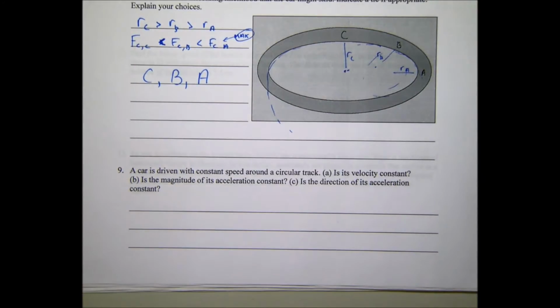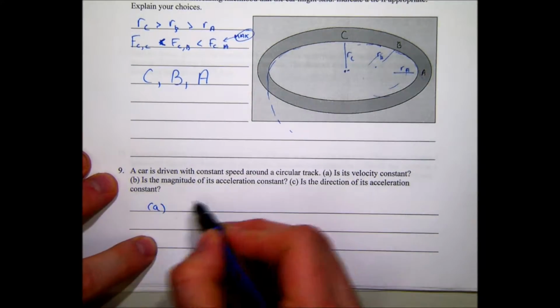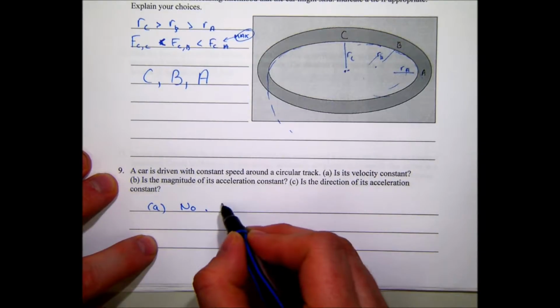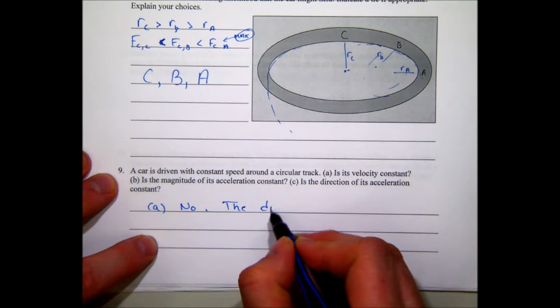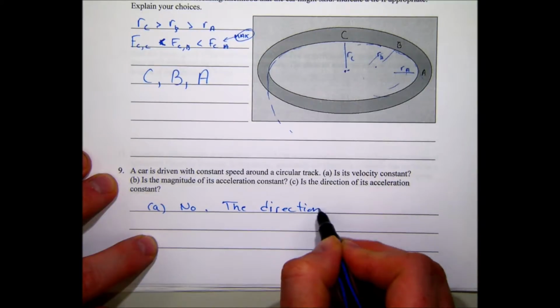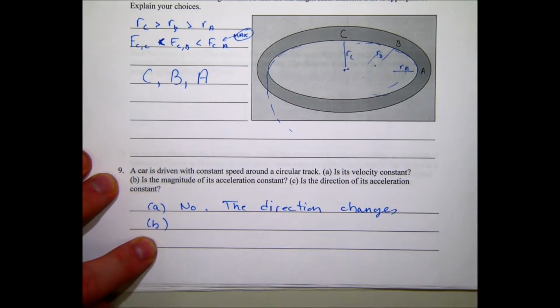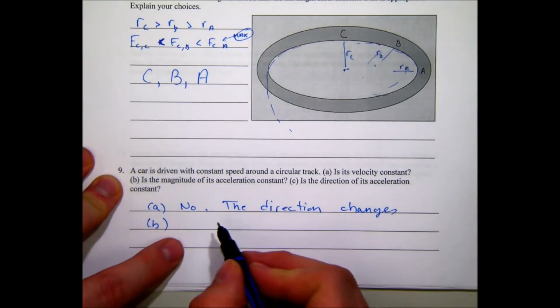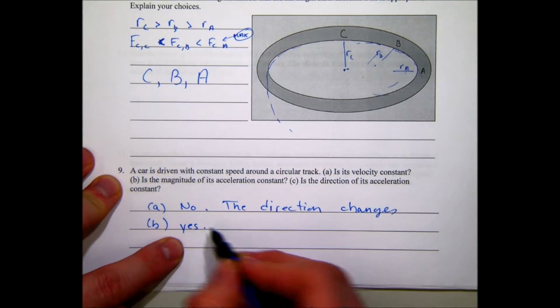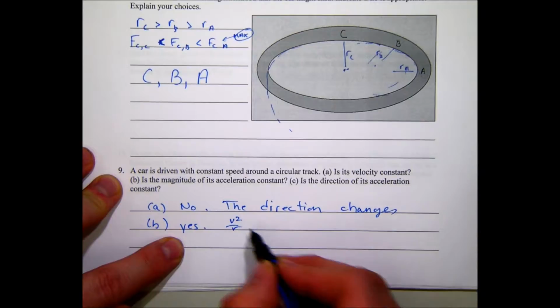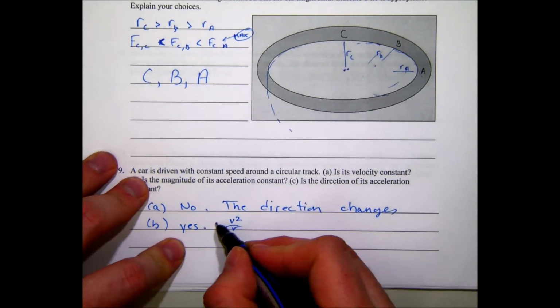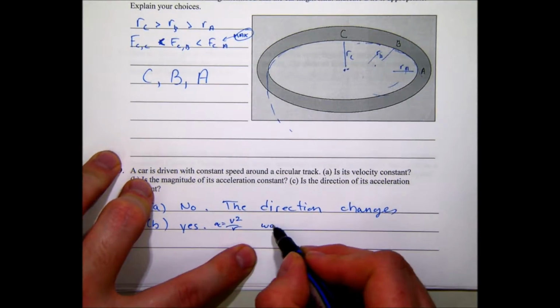A car is being driven with a constant speed around a circular track. Is the velocity constant? No. The direction is changing. For B, is the magnitude of the acceleration constant? Yes. V squared over R would not change.